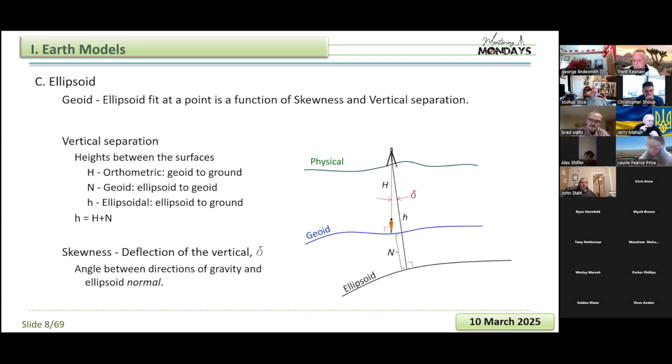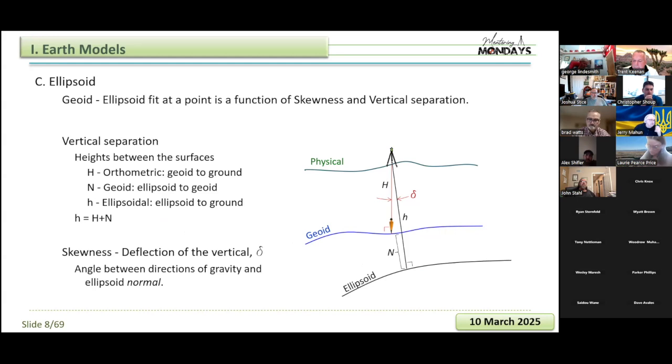So you've got three heights. You have the geoid height: where's the geoid with respect to the ellipsoid? You have the orthometric height: where's the ground with respect to the geoid? And then you also have where's the ground with respect to the ellipsoid, which is the ellipsoidal height. And it's real simple. If we add those together, the orthometric height plus the geoid height is equal to the ellipsoidal height. That's not strictly 100% true, but it's close enough for 99% of the stuff that we do.